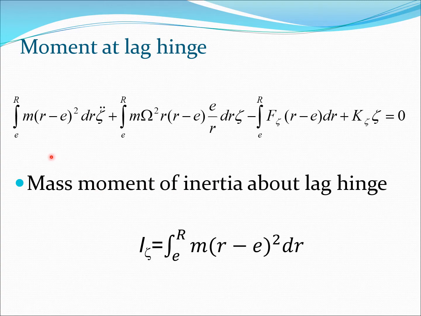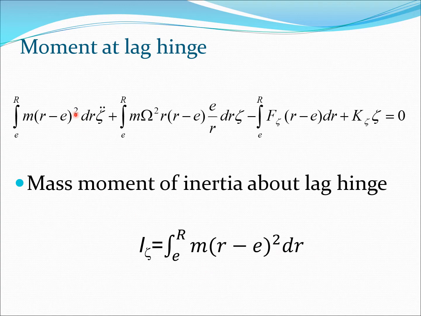So the next thing we are going to do is try to simplify these expressions by bringing some of these things into an integral sign and then seeing that these are some of the properties corresponding to the particular blade. So for example, I zeta can be defined as the integral from e to R of m (r minus e) squared dr.